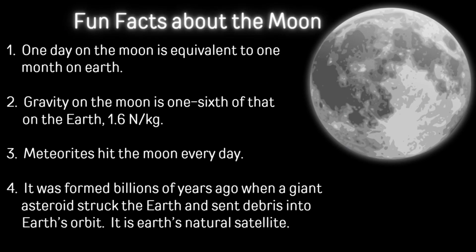Fun facts about the Moon. One day on the Moon is equivalent to one month on Earth. Gravity on the Moon is 1/6 of that on the Earth, which is 1.6 newtons per kilogram. Meteorites hit the Moon every day. The Moon was formed billions of years ago when a giant asteroid struck the Earth and sent debris into Earth's orbit. It is Earth's natural satellite.